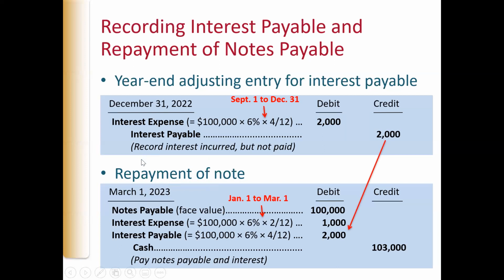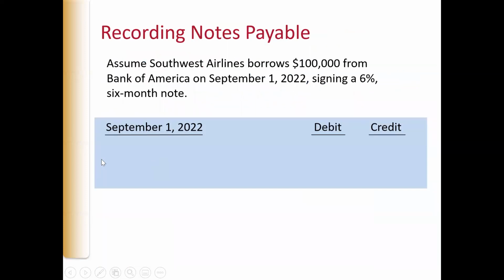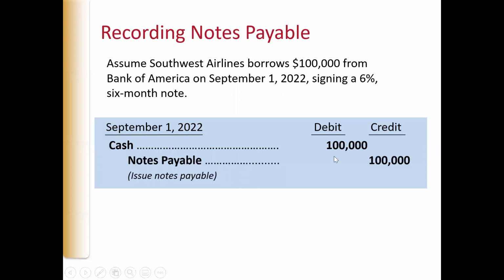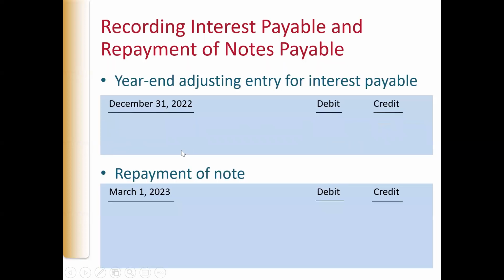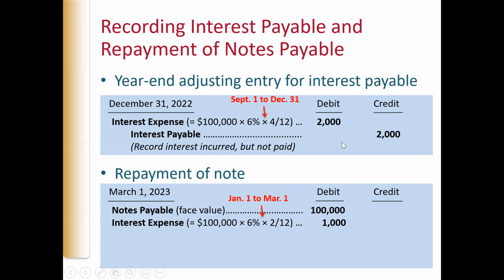So remember, we took it out September 1st, and when we took it out, we just recorded the cash and the notes payable. By December, we had to show the 4 months of interest that was accrued. And then March 1st, we only had 2 months in 2023 to show the interest expense.